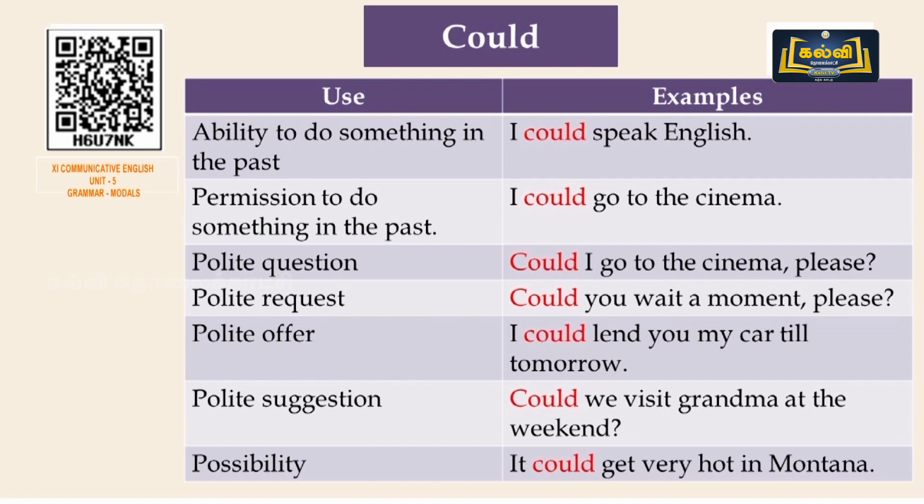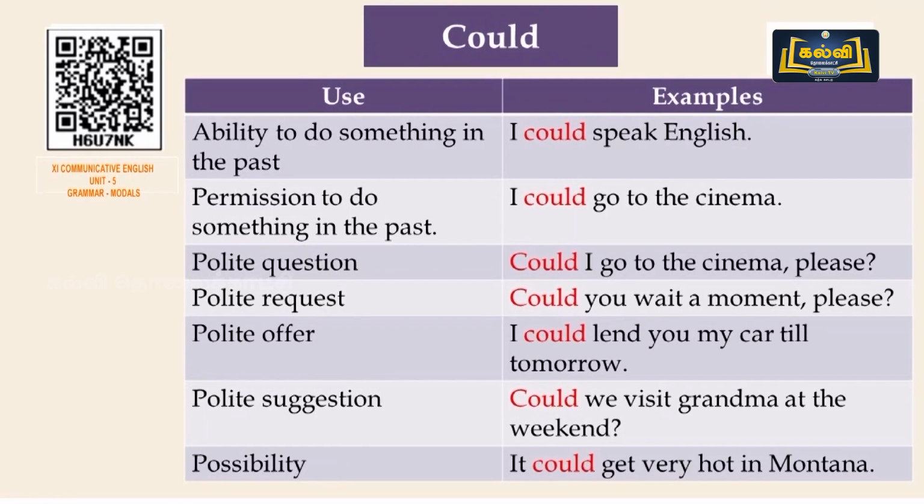Could is used to show the ability to do something in the past. Again, the substitute form for the term to be able to. I was able to do this. I could do this. Can is a present form. Could is the past form. I was able to do this. I could do this. Right? I could speak English. Permission to do something in the past. To be allowed to. I could go to the cinema. I could go to the cinema, but nowadays I am unable to. That you should understand. Right?